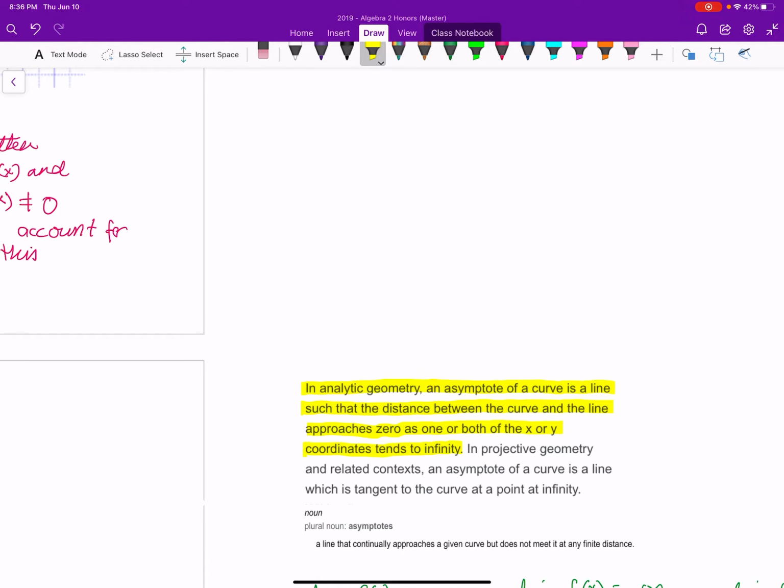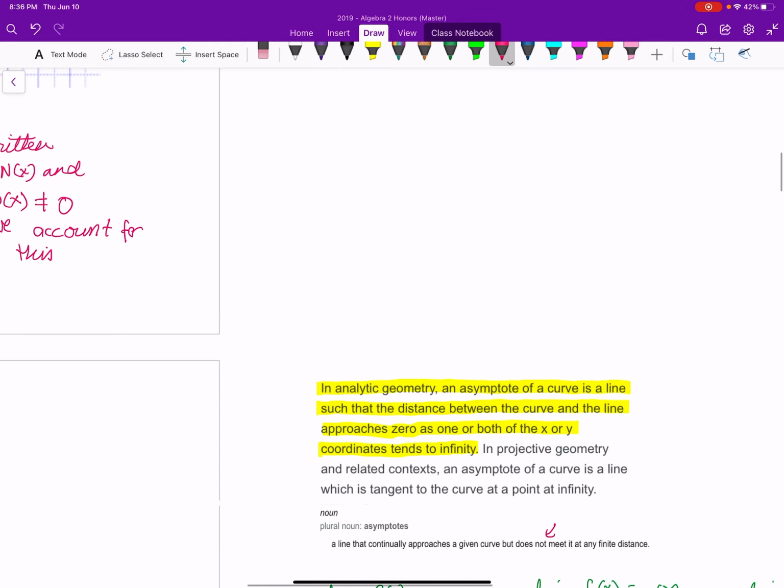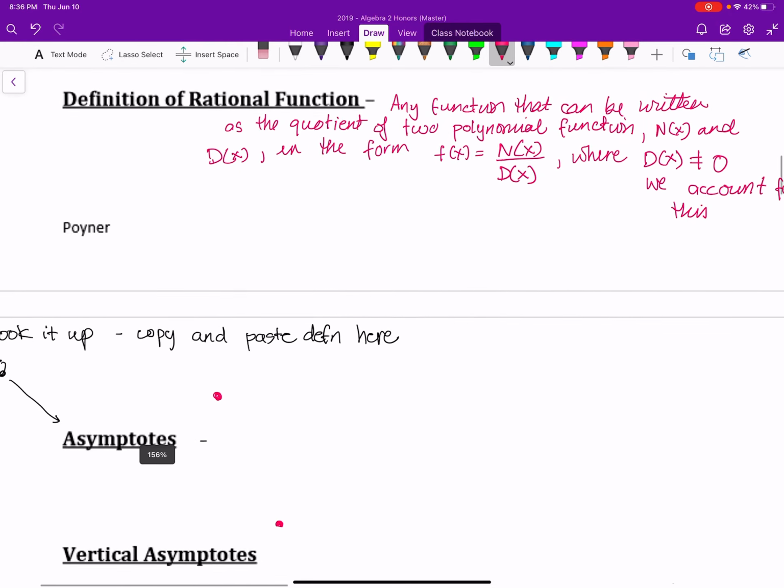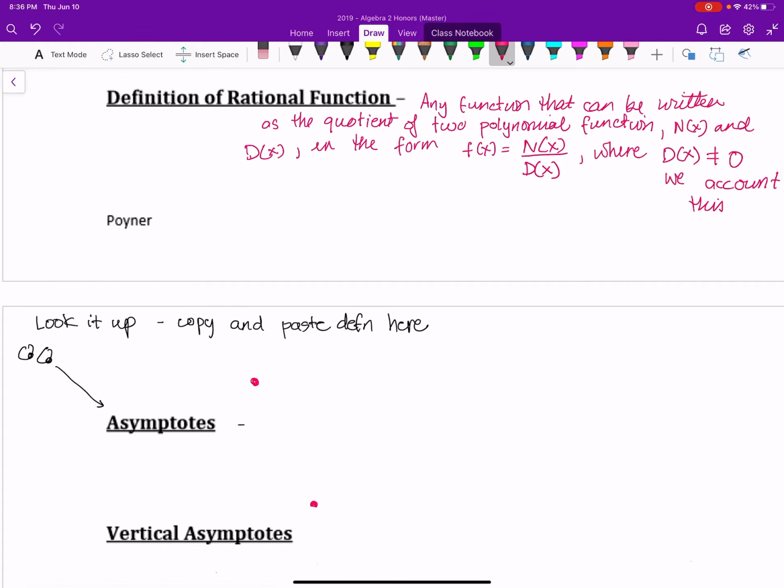Projective geometry we don't need to worry about, but I just highlighted that little piece there. Another definition I found: a line that continually approaches a given curve but does not meet it at any infinite or at any finite distance. That one I'm not super happy about, because the function can meet an asymptote or intersect an asymptote. It just doesn't stay there. Let's put it that way.